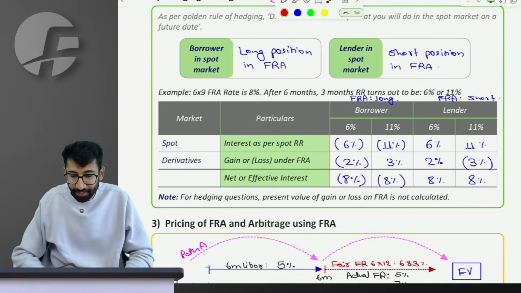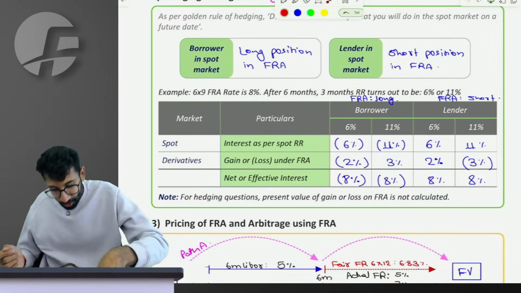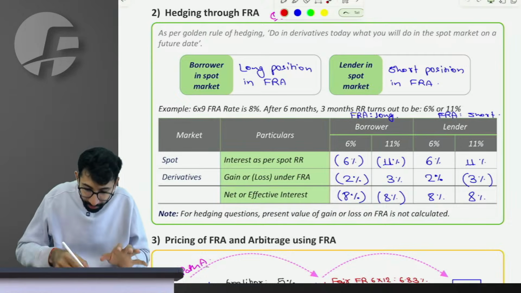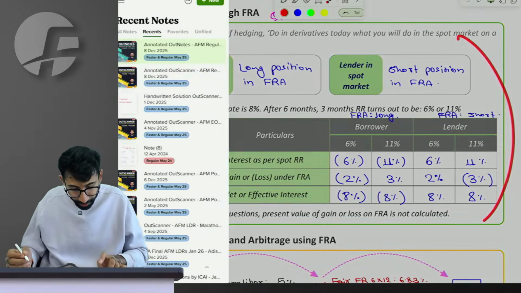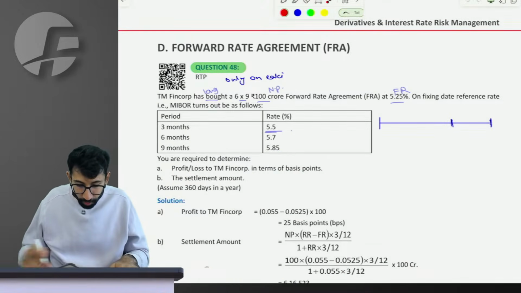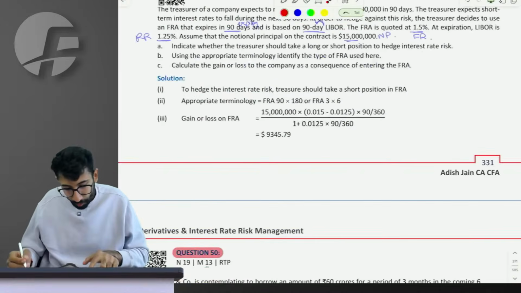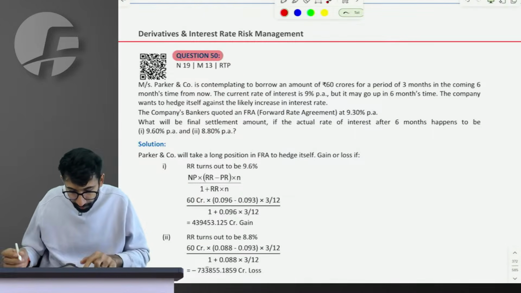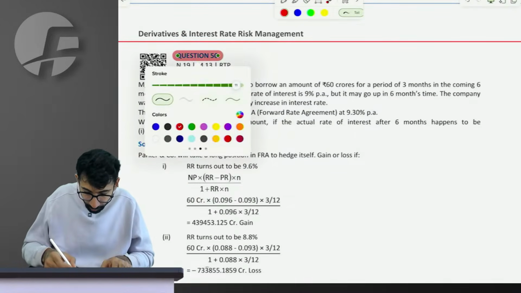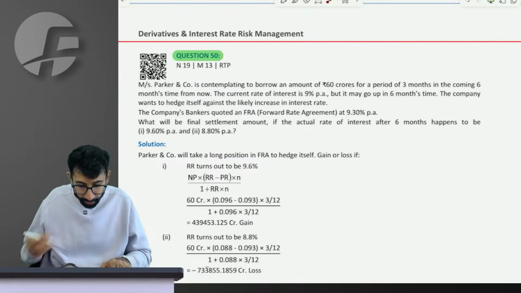Yes, boss. So, sir, this is how we have justified that hedging works. Anyway, let's go to the practical question. 48 is not what we're going to do in the class, neither is 49. It is question number 50 that we will do. Come on.